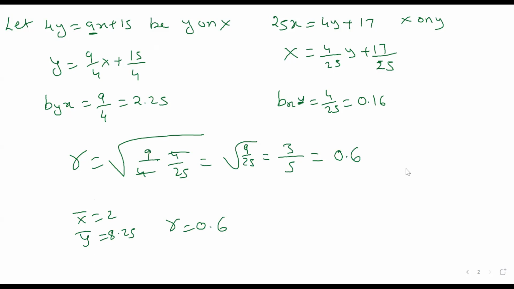Using the properties of regression. 3.3, question 2. The question is, in a partially destroyed laboratory record of analysis of regression data, the following data are legible. Variance of x is 9. Variance is the square of standard deviation. So obviously, under root of variance is standard deviation. So standard deviation of x is 3.